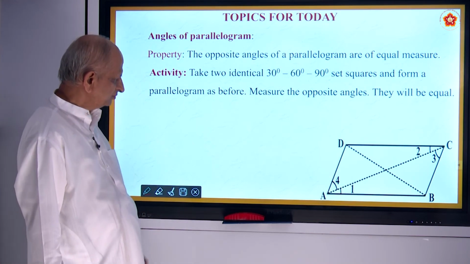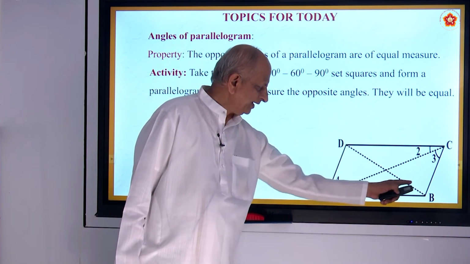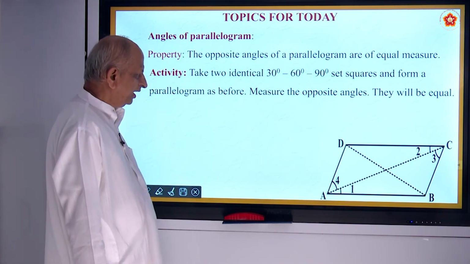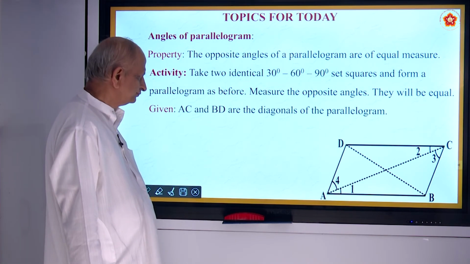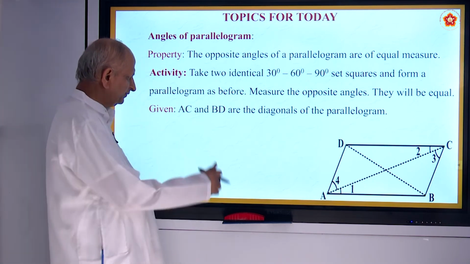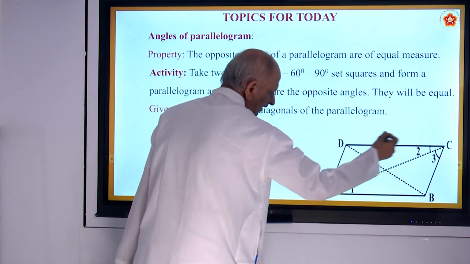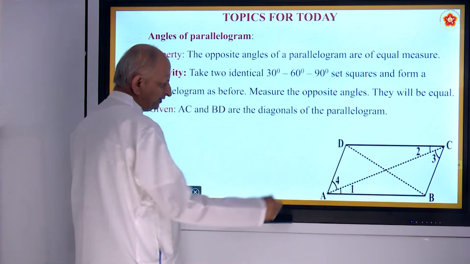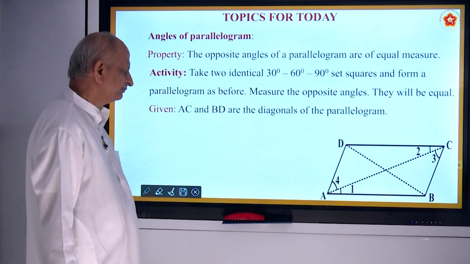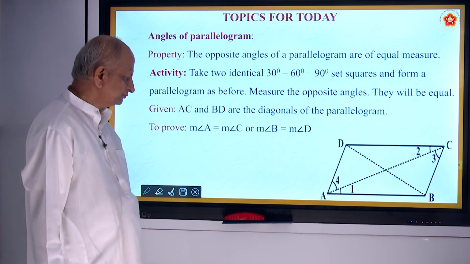What is the result now? The result is that angle A is equal to angle C, angle B is equal to angle D. Okay. Now, we will have a logical proof or theoretical proof. Given: ABCD is a parallelogram in which AC and BD are the diagonals. Okay, that is given.